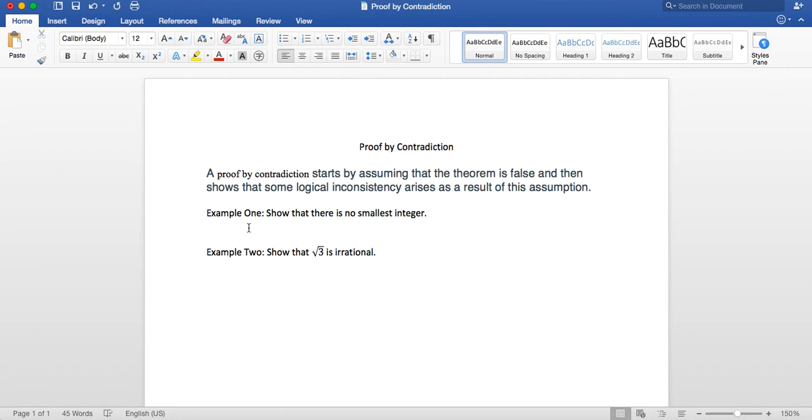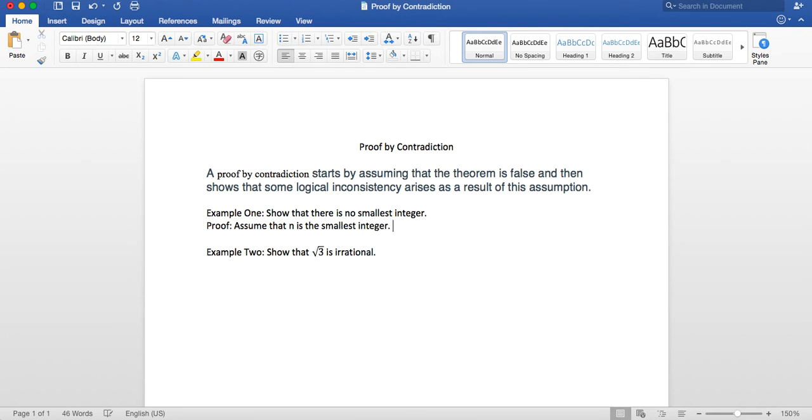Example 1. Show that there is no smallest integer. You can say, assume there is a smallest integer. Then, based on that, you try to deduce a contradiction. So let's assume that n is the smallest integer.